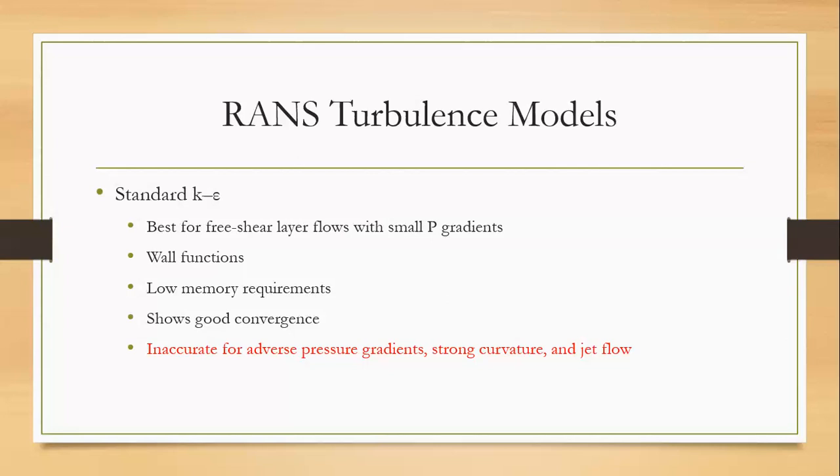And this is very inaccurate for adverse pressure gradients. Like I said, this will only be good when the pressure gradients are very small. That means pressure changes are very small in the flow. If there are some adverse pressure gradients, this model is not very good. And also, suppose you have too many curvatures in the geometry, that could be a problem for the standard K-epsilon to solve. There are other variations of K-epsilon which we will use, and that are good in these cases.